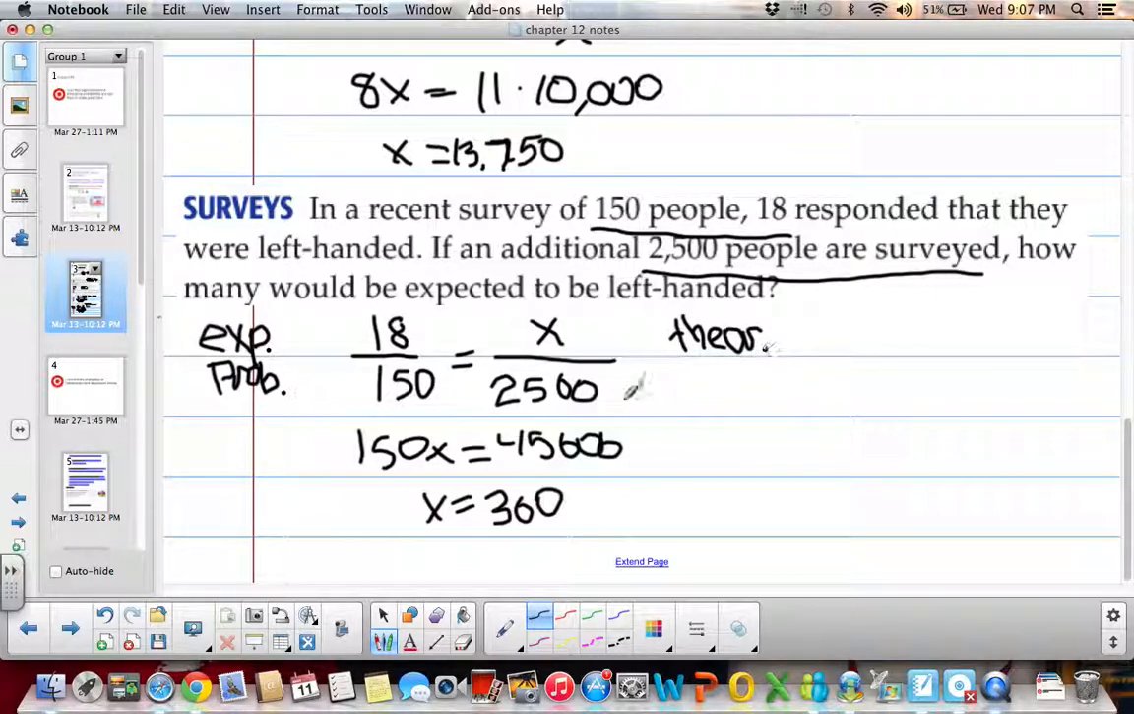That's not to say that if we actually surveyed 2,500 people, we might not get 350, we might get 150, we might get 1,000. This is just what we're expecting to happen based on our small experimental probability, and our small experiment that we did. Okay? So it's important to recognize the difference: that we actually did the experiment over here, and this is what we're just expecting to happen.